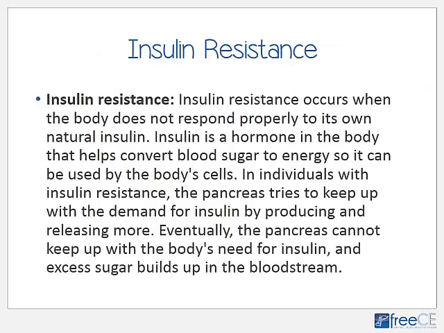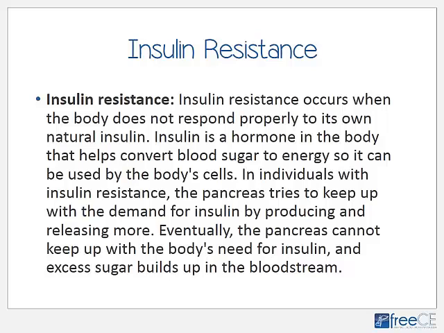Let's discuss for a slide or two the concept of insulin resistance. It occurs when the body does not respond properly to its own natural insulin. And insulin is a hormone that we have in our bodies that helps convert blood sugar to energy, so it can be used by the body's cells.